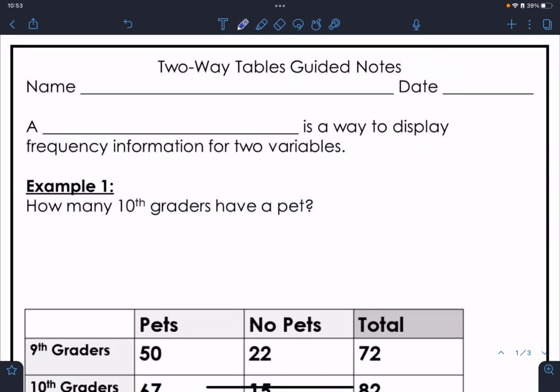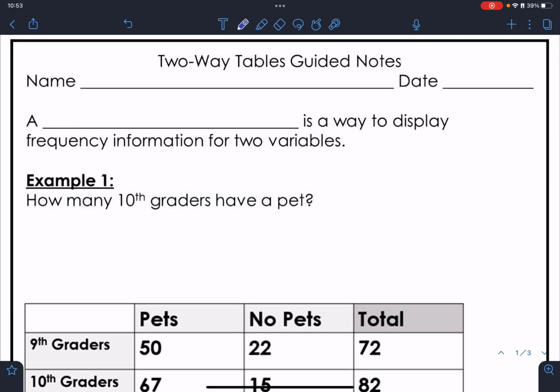Okay. So the warm-up today had you looking at a table. And I don't think any of us missed a question, so we were doing good on that. Today we're going to talk about a two-way table. So that's going to be the first blank that we fill in at the top here.